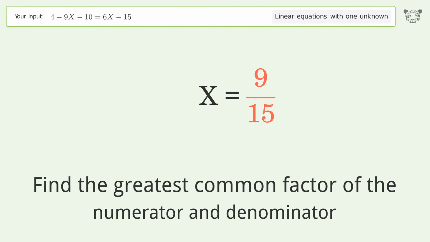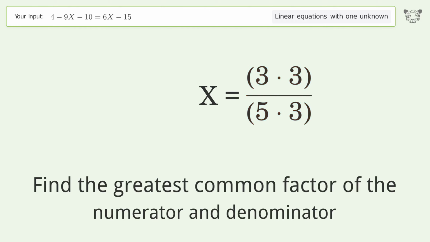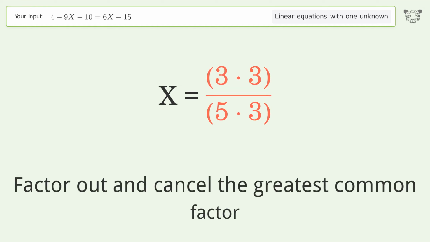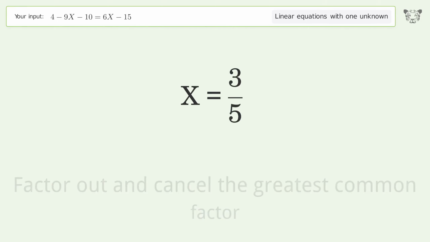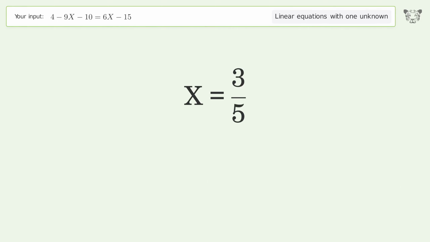Find the greatest common factor of the numerator and denominator. Factor out and cancel the greatest common factor. And so the final result is x equals 3/5.